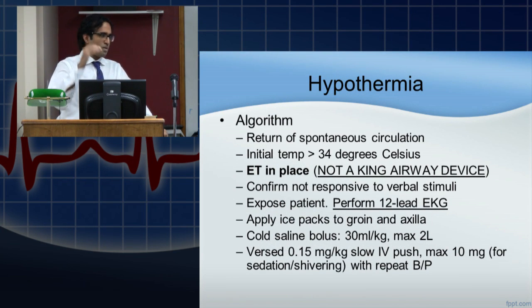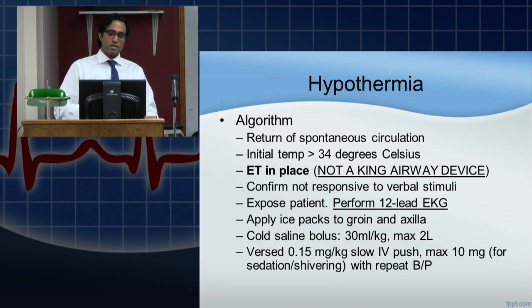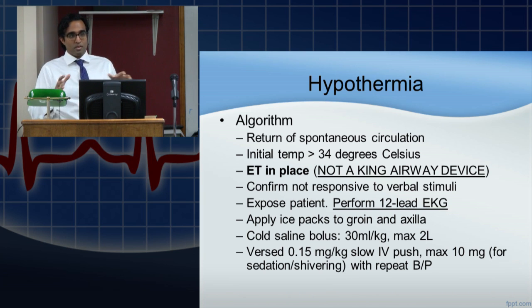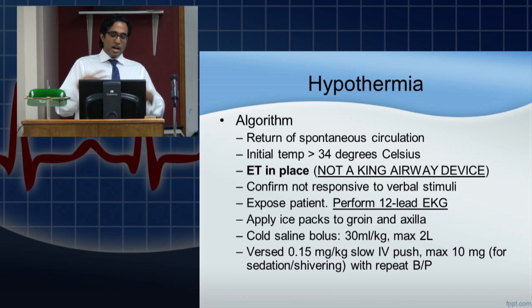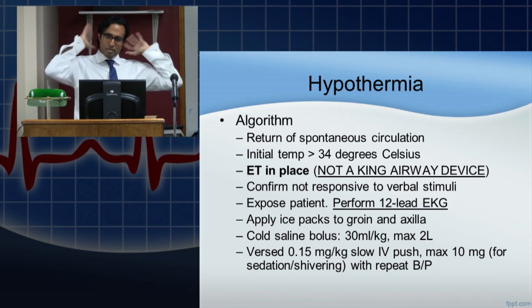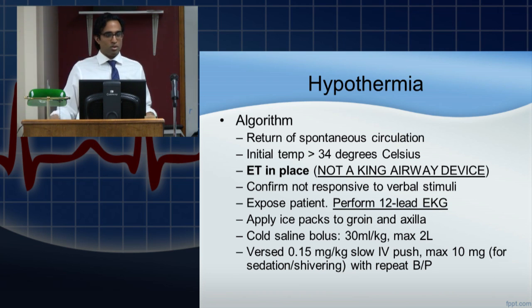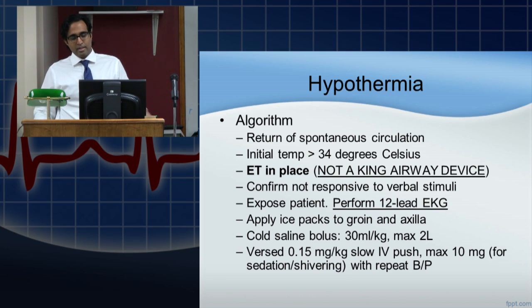If you get return of spontaneous circulation, you get the ET tube in place, you've got a good temperature, and you confirm it's not responsive to verbal stimuli, you get your 12 lead EKG, because when you get cold, you can change your EKG a little bit. So I think you should put ice packs in the groins and in the axilla. Even get it around the back of the head too. Get the head cold.